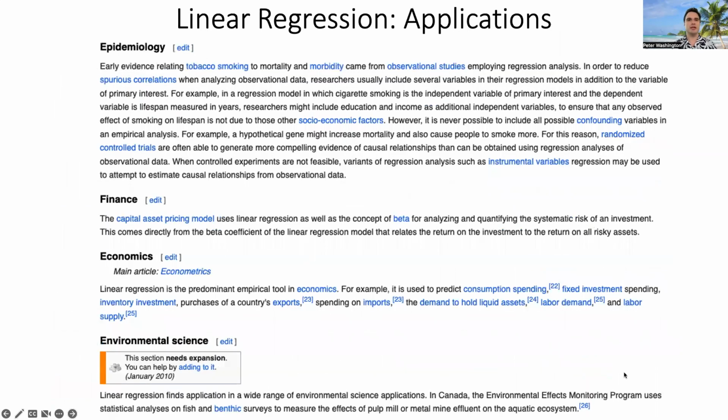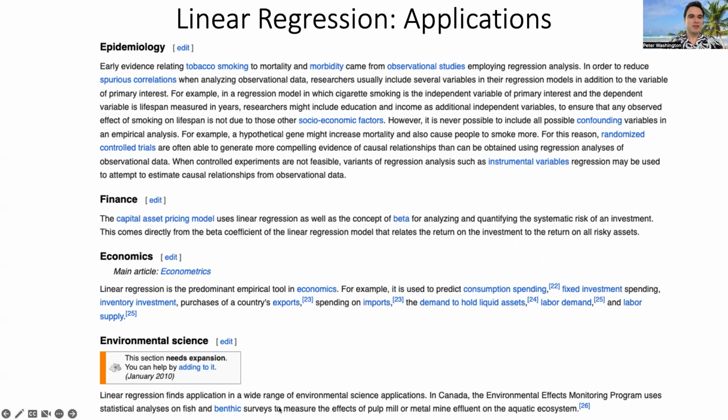Same with linear regression. Here, there are some applications in epidemiology. It looks like early evidence relating tobacco smoking to mortality was originally done using linear regression analysis. And that's how people learned that tobacco is bad for you. In finance, it's used for things that I don't quite understand. Fixed investment spending, predict consumption spending. I don't know what that means, but apparently it's useful for economics.